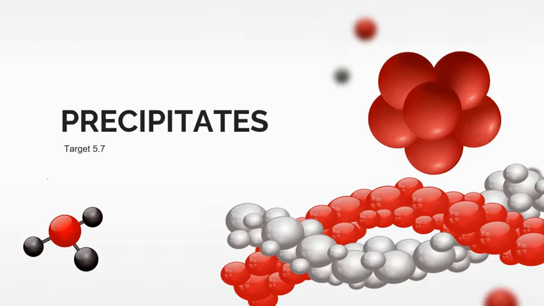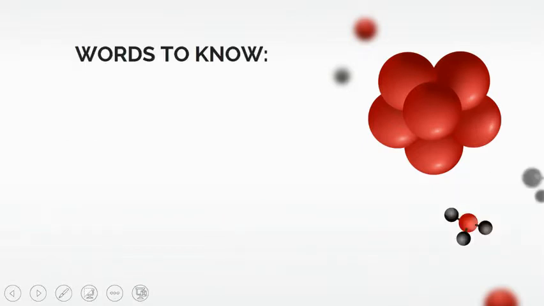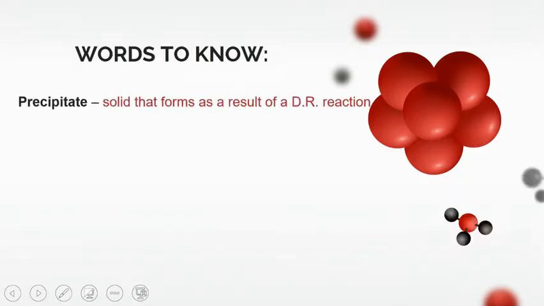Today we are going to talk about precipitates, which is target 5.7. And this says that you can identify the precipitate that forms from a double replacement reaction using the solubility rules. So the first thing we should probably do is define what a precipitate is. A precipitate is just a solid that forms as a result of a double replacement reaction.